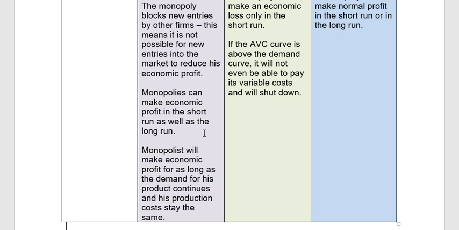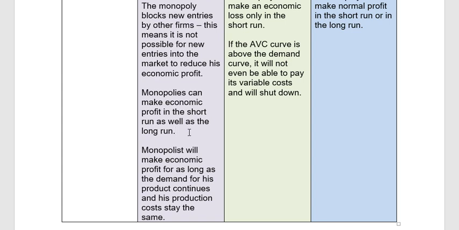New entrepreneurs would love to enter this industry when the monopoly makes economic profit. They would love to be a part of this industry. They would love to steal his market share away, but they can't because entry is blocked. So the theory says that a monopoly will be able to make an economic profit in the short run, but also in the long run.